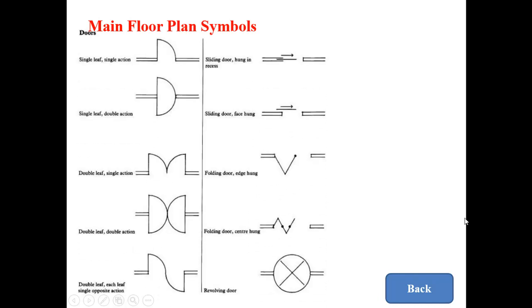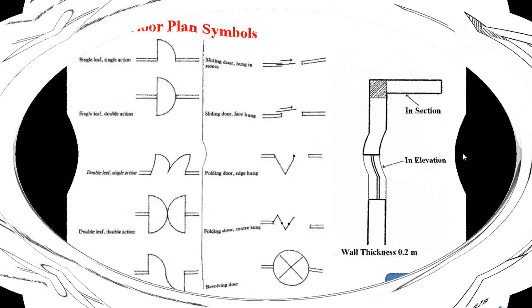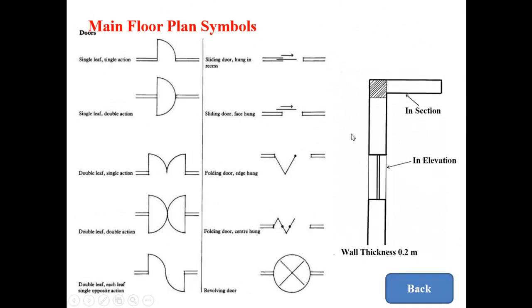What are the main floor plan symbols? First, the plan contains windows and doors. The doors are of different kinds. As we see here, this is single leaf and single action. This means it opens in one direction only and the door consists of only one leaf. Here, single leaf but double action. This means the door can be opened in two directions, inside and outside.